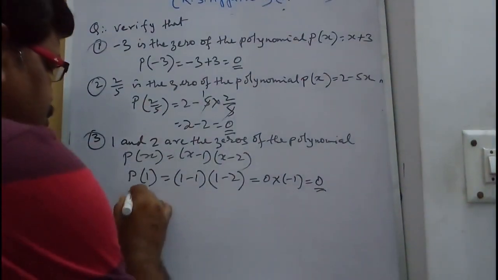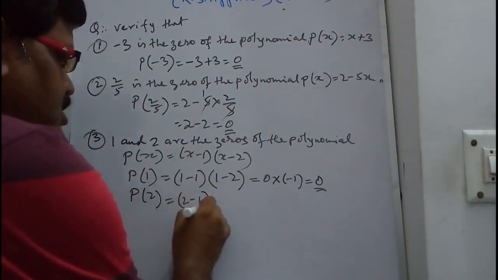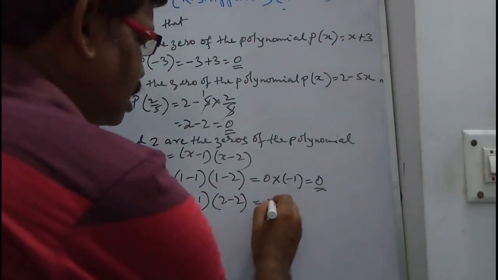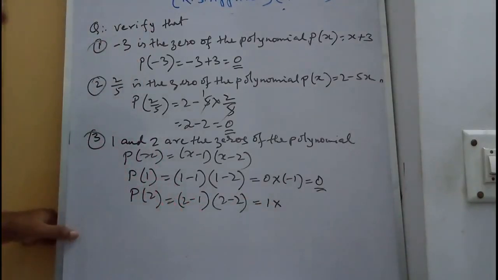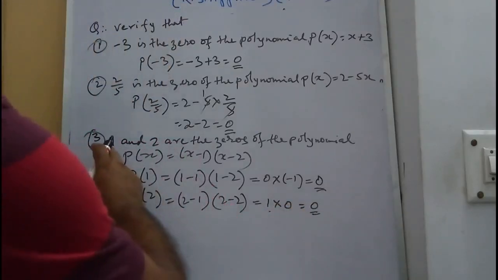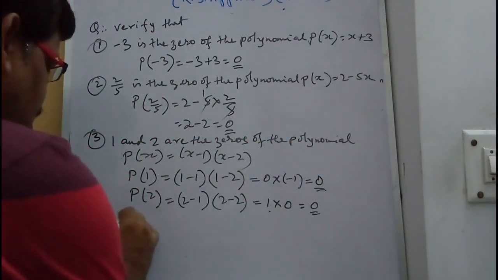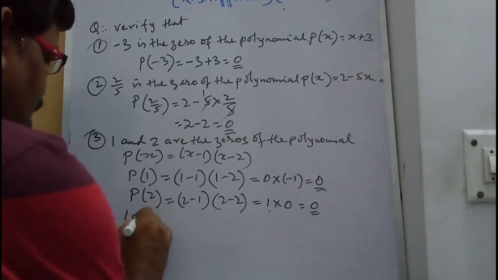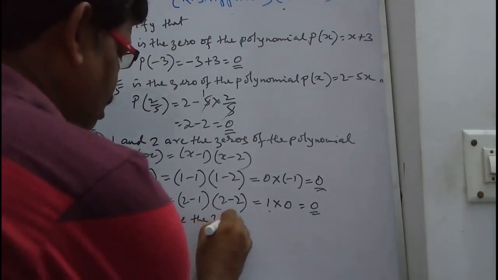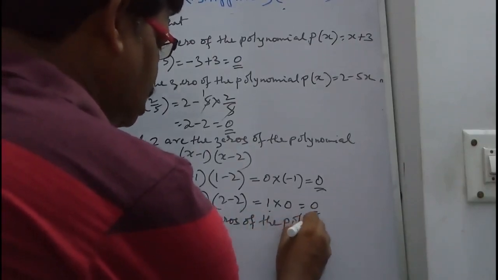Now you put 2. P2, in place of x write 2: 2 minus 1, 2 minus 2. So 2 minus 1 is 1, into 2 minus 2, that is 0. So 1 into 0 is 0, here also 0. Therefore 1 and 2 are the zeros of the polynomial.